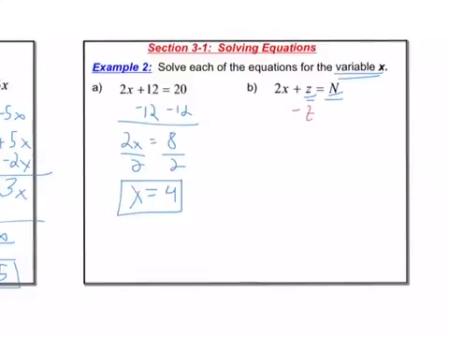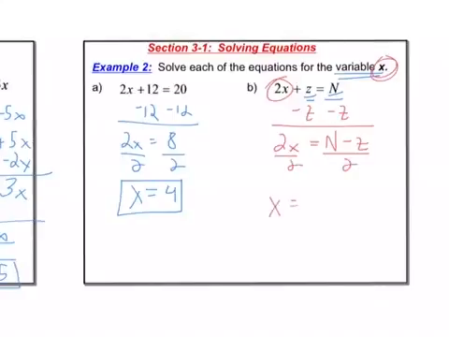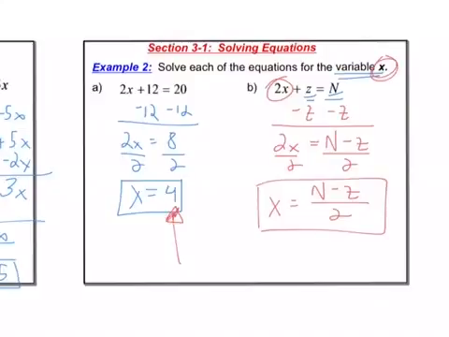We're going to move z to this side by subtracting, because to get x by itself, first we have to get 2x by itself. So that gives me 2x equals n minus z, and then the last step to get x by itself is to divide by 2, so you get a final answer of x equals n minus z, all of that divided by 2. So we're isolating x to get it by itself, and we have, instead of just a nice neat whole number answer like 4, we have all of this n minus z, all divided by 2 is what x is equal to in this situation.